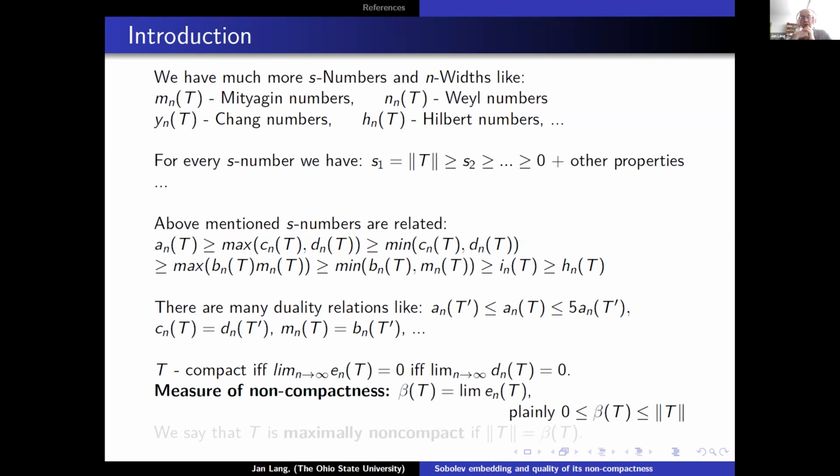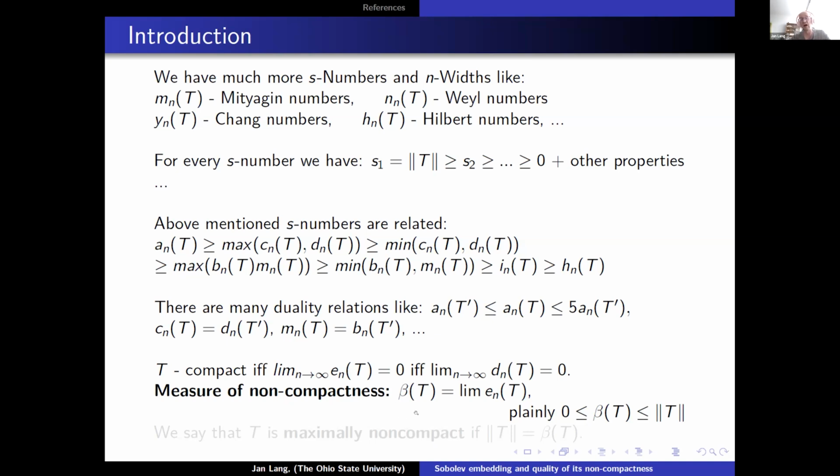What is the geometric meaning of that? The geometric meaning is the following. If beta of T, the measure of non-compactness, is non-zero, it means that if I take balls with radius smaller than the value of beta T, then it's impossible to cover the image of the unit ball by finitely many balls with such small radius. If the radius of the covering balls is above this beta T, above this limit, then I can cover the image of the unit ball by a finite number of balls with such radius. This is why this quantity is called the measure of non-compactness.